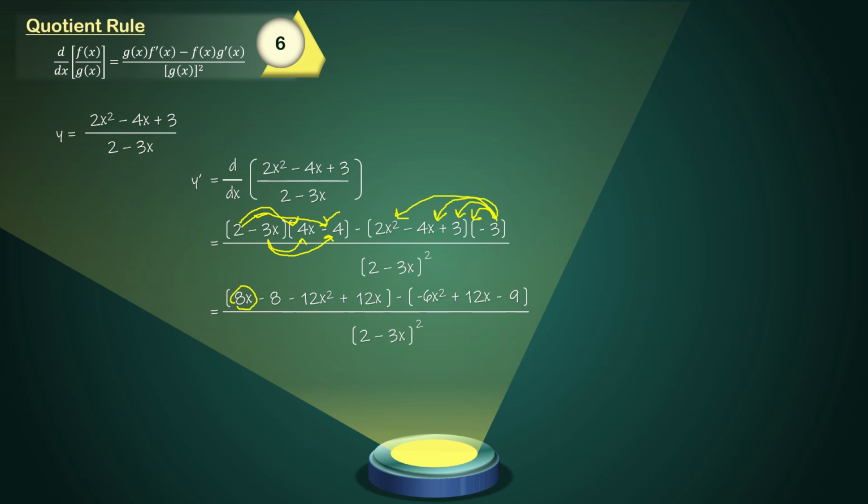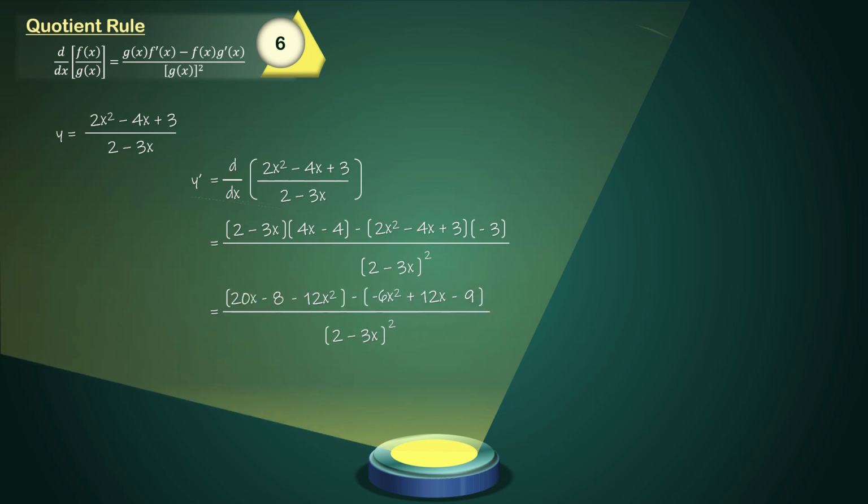8x plus 12x is 20x. Remove grouping symbols. It is equal to 20x minus 8 minus 12x squared plus 6x squared minus 12x plus 9, all over the denominator. Combine similar terms.